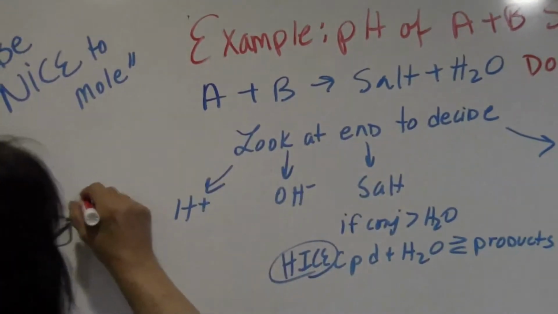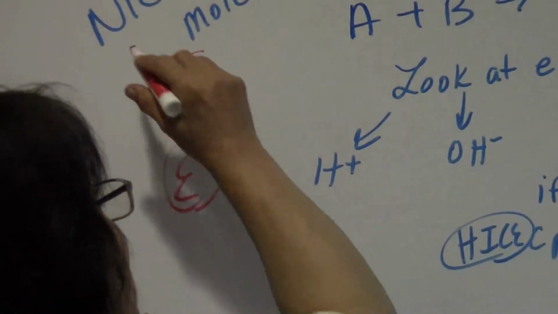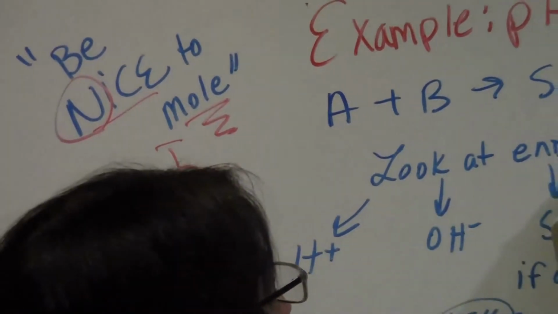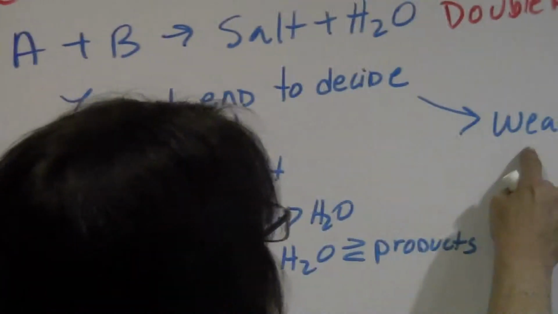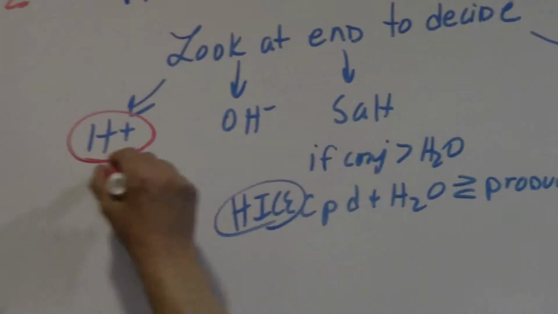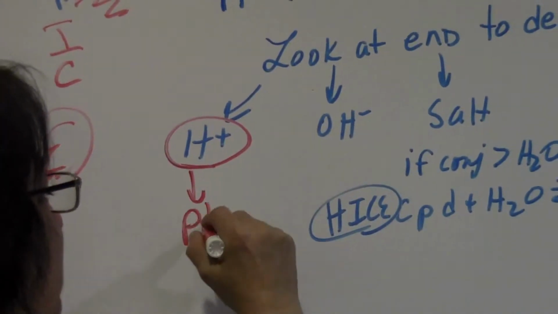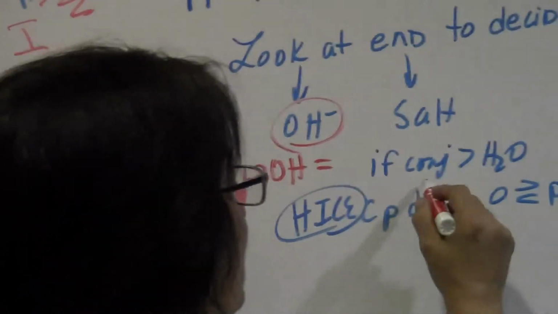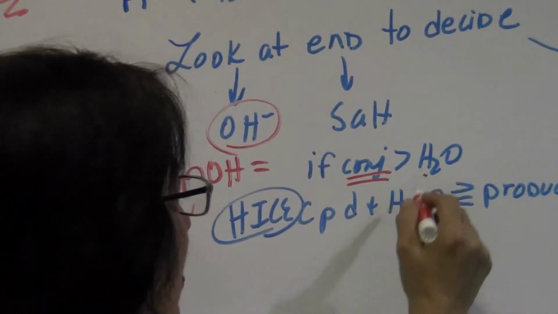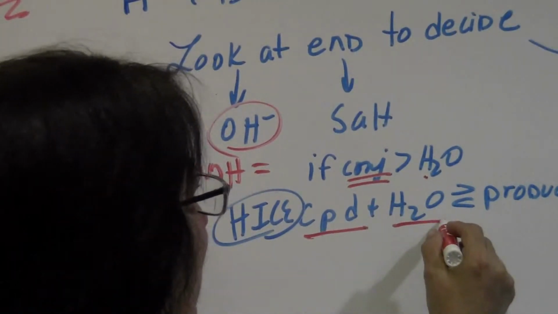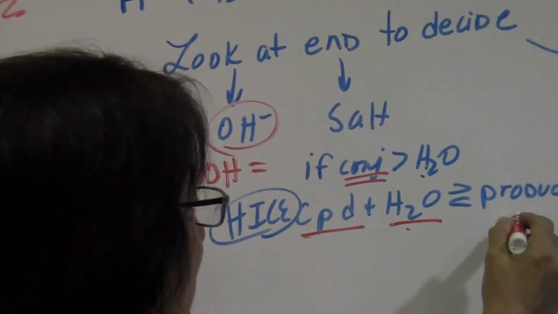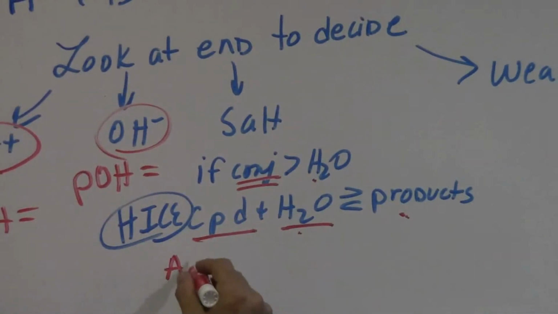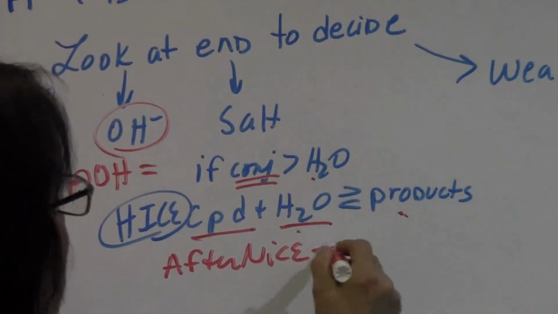At the end, at equilibrium in the NICE chart, remember it's got to be in moles because it's neutralization. At the end, look to see which of these compounds, if they're there, will set the pH. If there's an H, you're going to use your pH formula. If there's an OH, that's a pOH. If there's a salt and it contains a conjugate stronger than water, take that compound at the end of the NICE and turn it into the products. Remember, if you're doing that after the NICE, you have to change back to molarity.